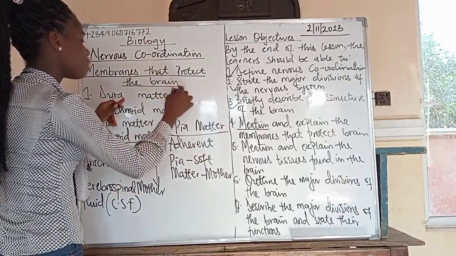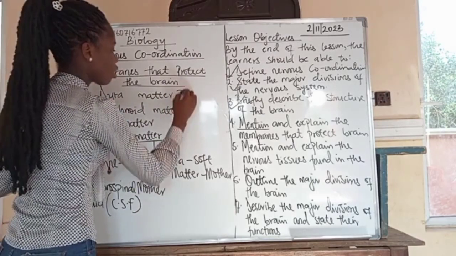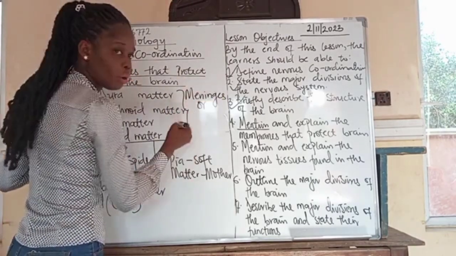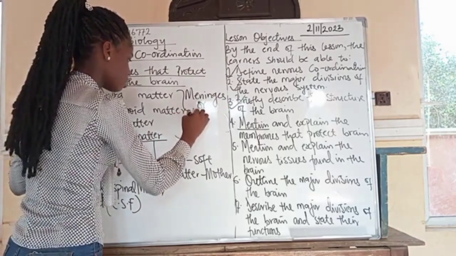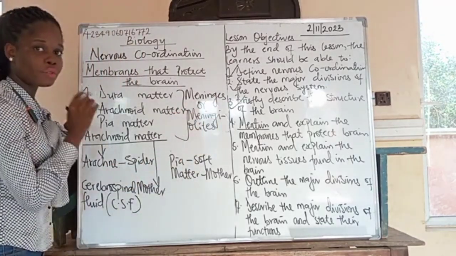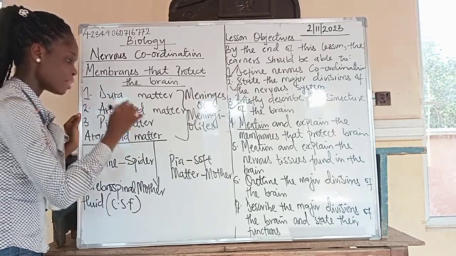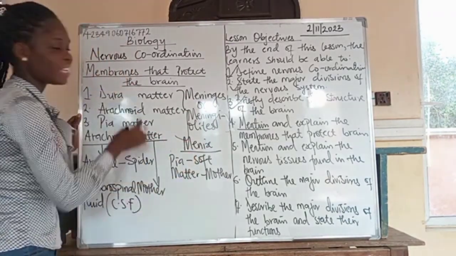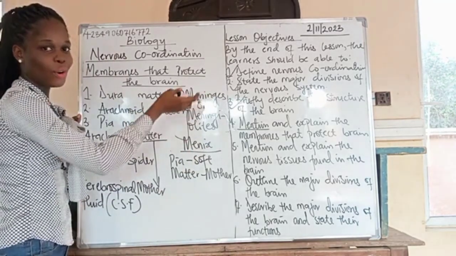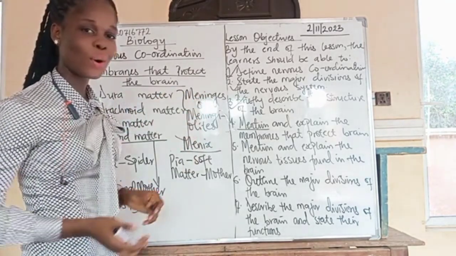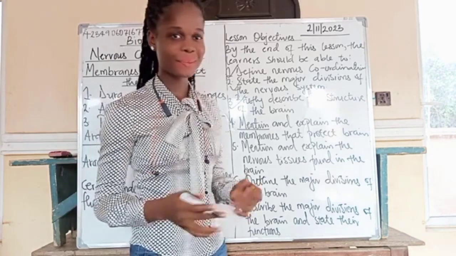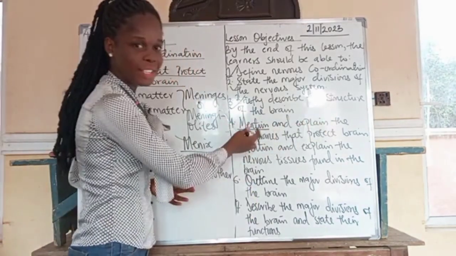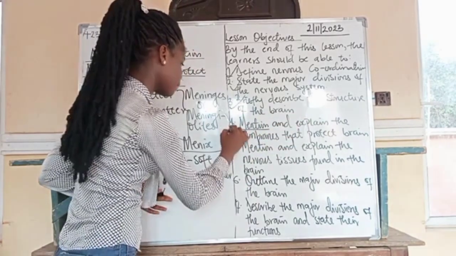Collectively, these three membranes that protect the brain are called meninges or meningolytes, whereas one of them is referred to as meninx. The inflammation of the meninges or meningolytes is what we call meningitis. That is it for mentioning and explaining the membranes that protect the brain.